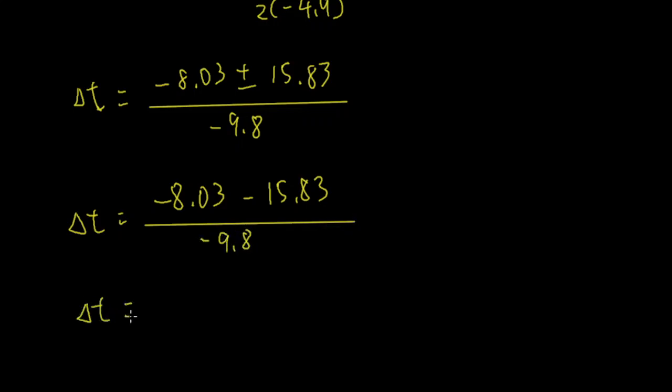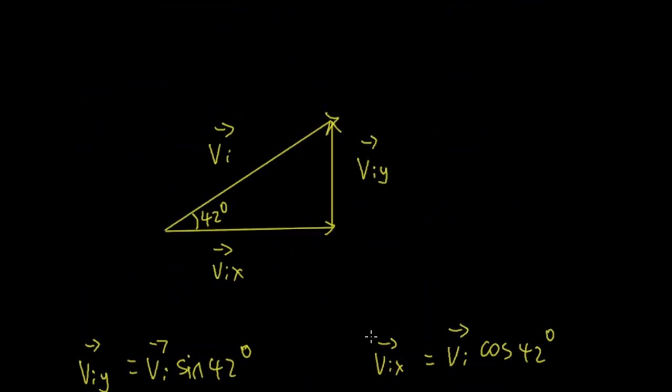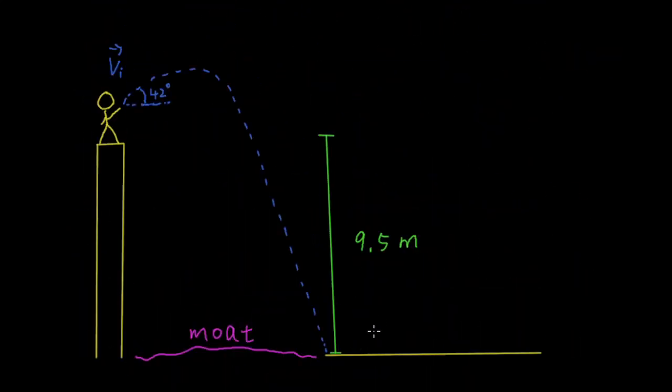Now delta t is negative 8.03 minus 15.83, divided by negative 9.8. It's approximately equal to 2.43 seconds. So that is the time of flight of the rock. It takes 2.43 seconds for the rock to land on the ground here.